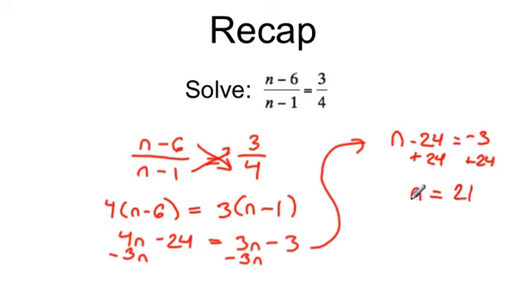But again, when you have a fraction, multiply by the denominator to eliminate the fraction. If you have a proportion, simply cross multiply and solve whatever equation shows up next.